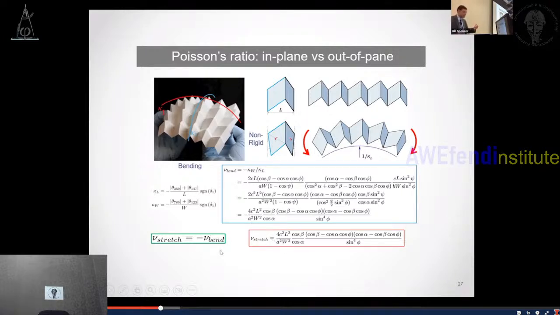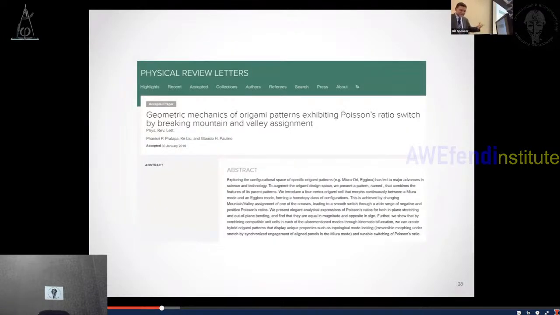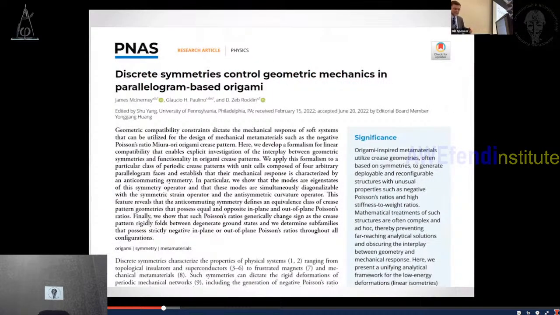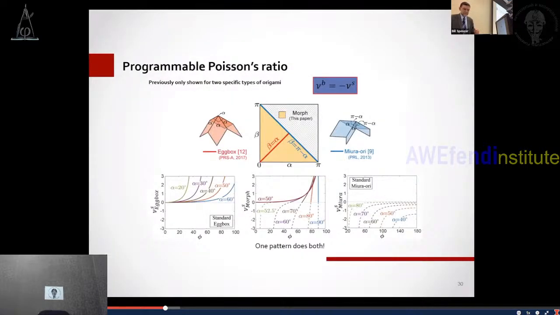So this is a tremendously elegant result that we have been trying to get a better and better understanding about. And some of these derivations that I have shown you can be found in a recent paper in PRL on geometric mechanics of origami patterns exhibiting Poisson ratio switch by breaking mountain and valley assignments. And recently, we summarized our understanding in this paper in PNAS on discrete symmetries that control geometric mechanics in parallelogram-based origami. Okay.